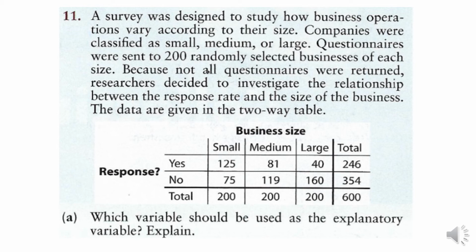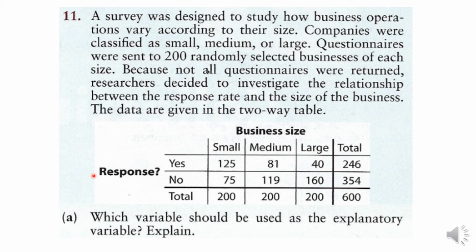So we have two variables: whether they responded and the size of the business. And the first question asks us which variable should be used as the explanatory variable, and obviously which one's going to be used as the response variable. Now remember, the explanatory variable is the one that's having the effect on the other variable, and the response variable is the one that's being affected by the explanatory variable.